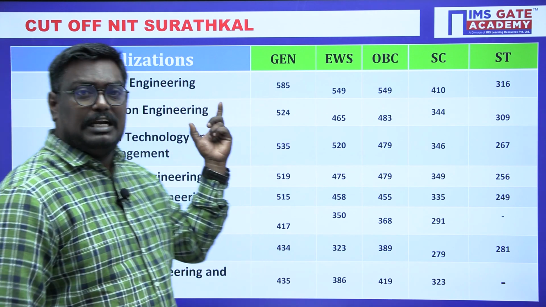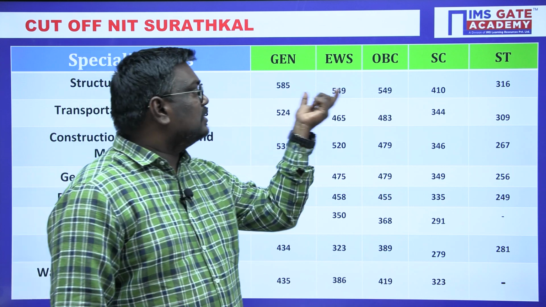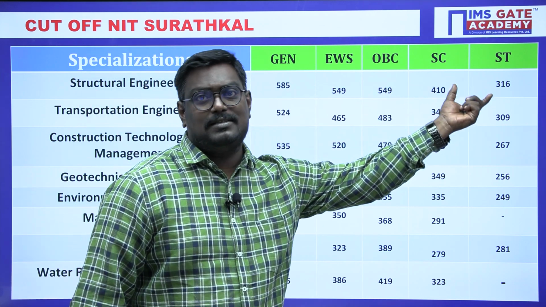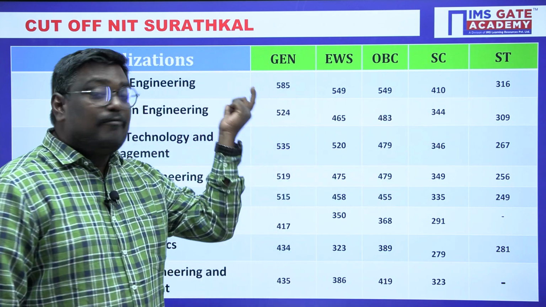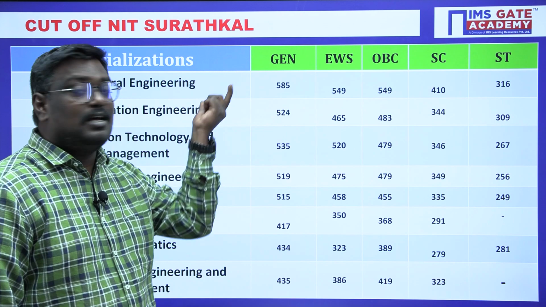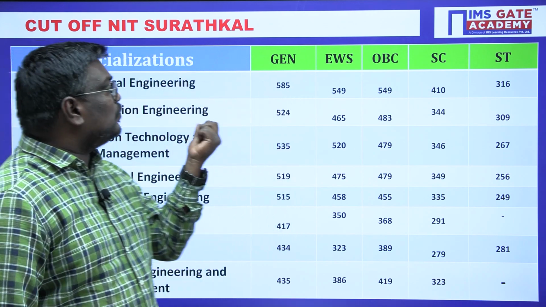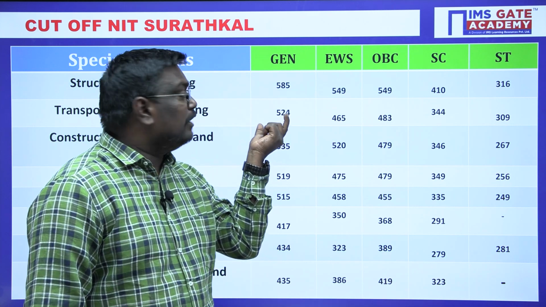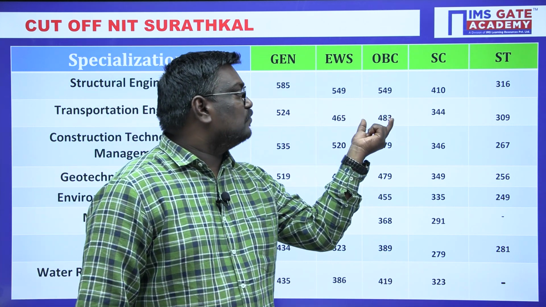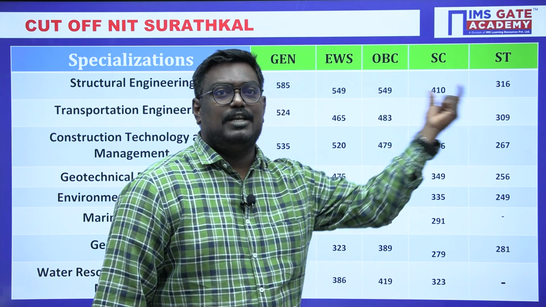talk about the structural engineering, the cutoff for general is 585 and for EWS it is 549 and OBC 549, SC 410 and ST 316. So, for general, the category is 580 GATE score, and these are the scores which are observed in 2022. And coming to the transportation engineering, the cutoff is 524, and for EWS it is 465, and for OBC it is 483, and for SC it is 344, and for ST it is 309.